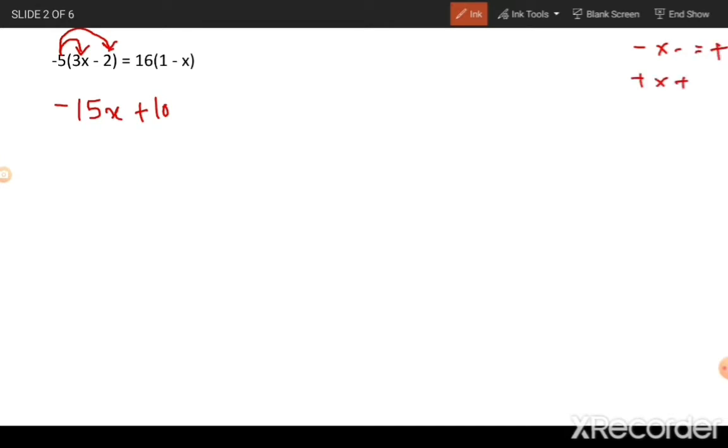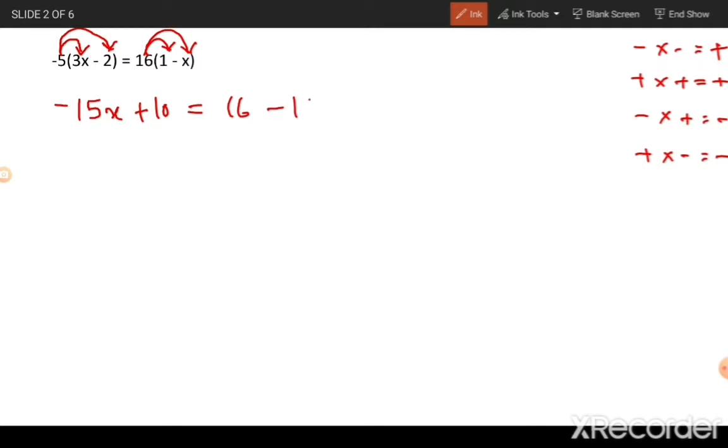Positive into positive will give you a positive value. Negative into positive will give you a negative value. And the product of a positive and a negative value is also negative. Now, similar multiplication is also required on the right hand side, because it is 16 multiplied by 1 minus x in the bracket. So again, I'll first do 16 into 1, which is 16, and 16 into minus x.